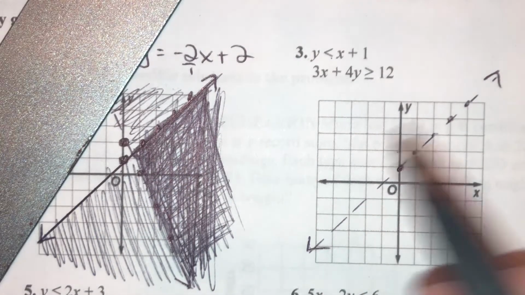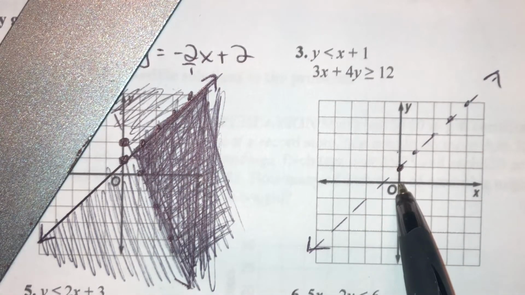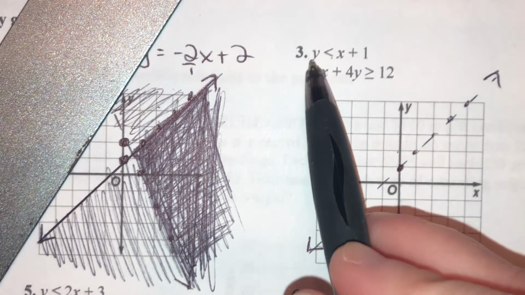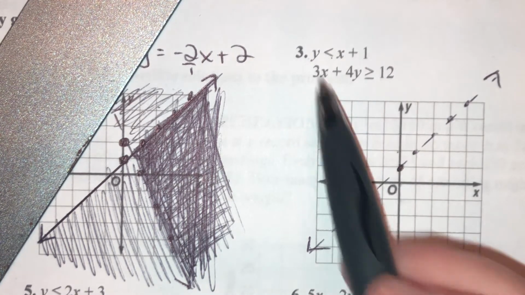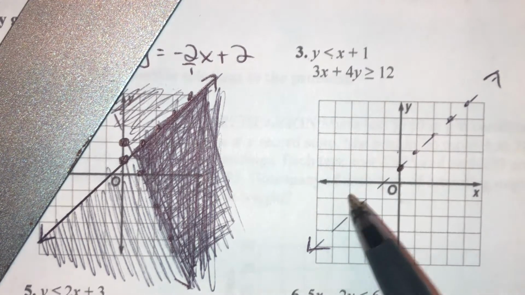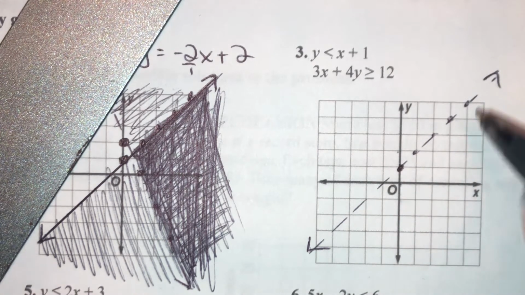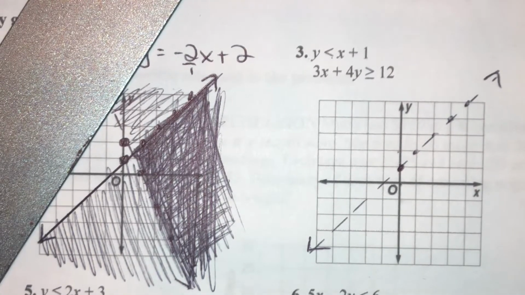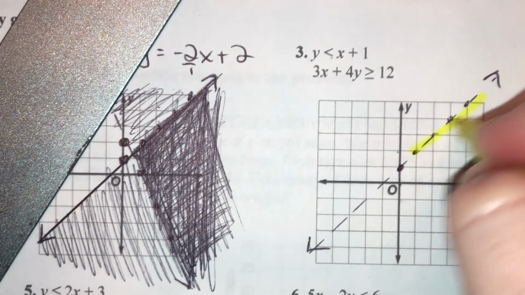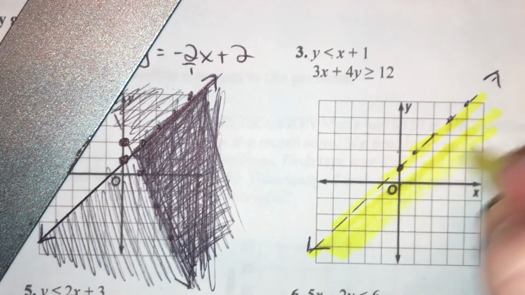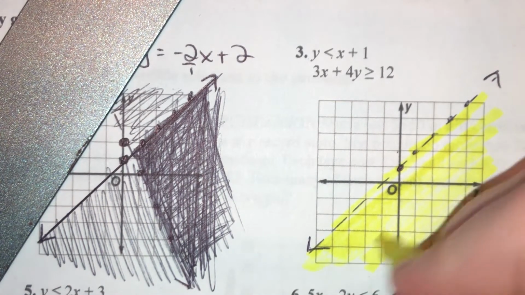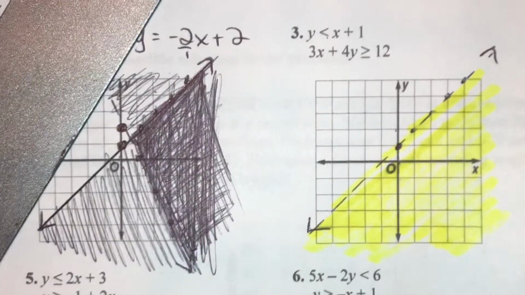Okay, and I'm not sure which way to shade, so I'm going to start with 0, 0 right here. 0 is less than 0 plus 1. 0 is less than 1, so yes, that works. So I'm going to shade this direction. I'm going to use yellow. I'm going to shade all of this. Okay, and oh, sorry, I'm hitting this all over the place.